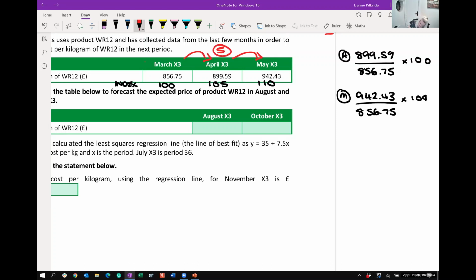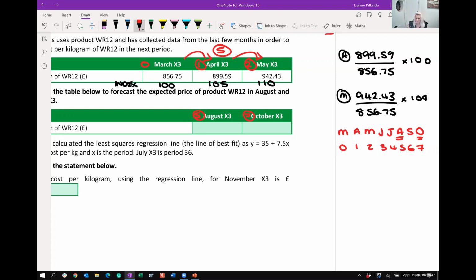So this is month 0, this is month 1, this is month 2. If we write those months out in order, we've got March, April, May, June, July, August, September, October, because we need to find August and October. If March is our base month, then we've got 1, 2, 3, 4, 5, 6, 7. We know that August is our fifth period, and October is our seventh.